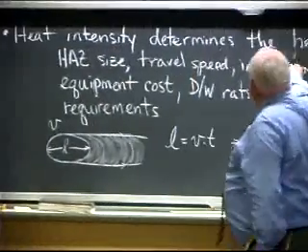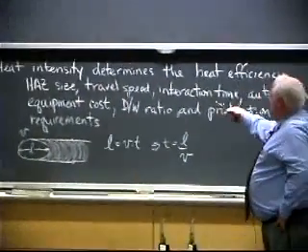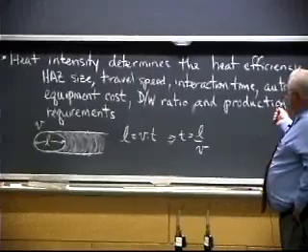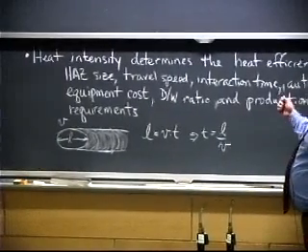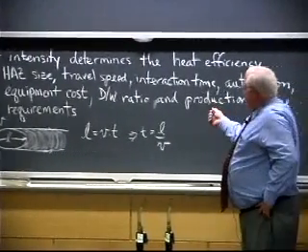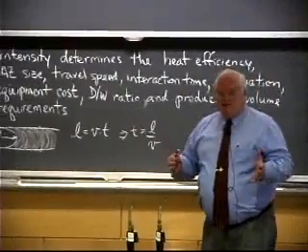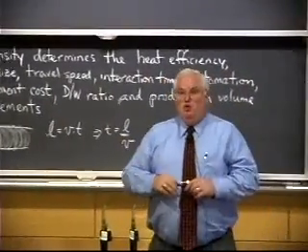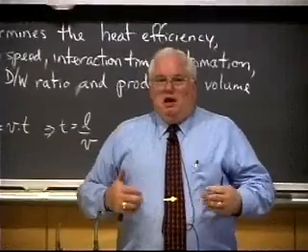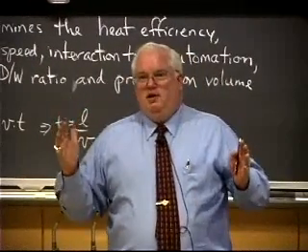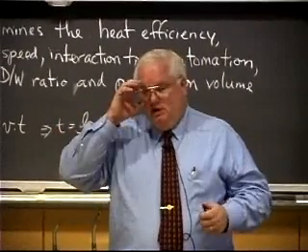The heat intensity, we talked last time, determines the heat efficiency, heat affected zone size, travel speed, interaction time, need for automation, equipment costs, depth to width ratio, and production volume requirements. All those things come out of the heat intensity. If anyone ever comes along with a new welding and joining process, then you can go to the same graph and you can determine how useful it is.